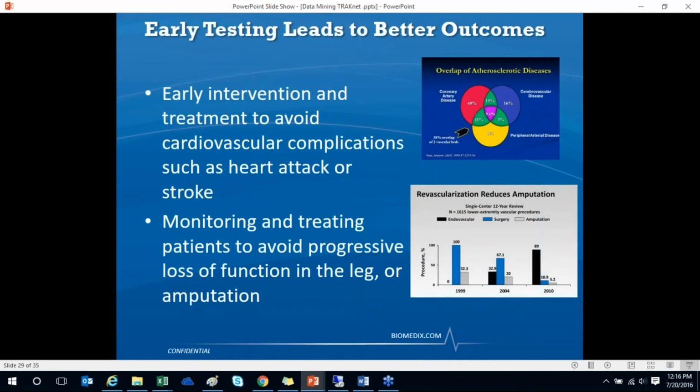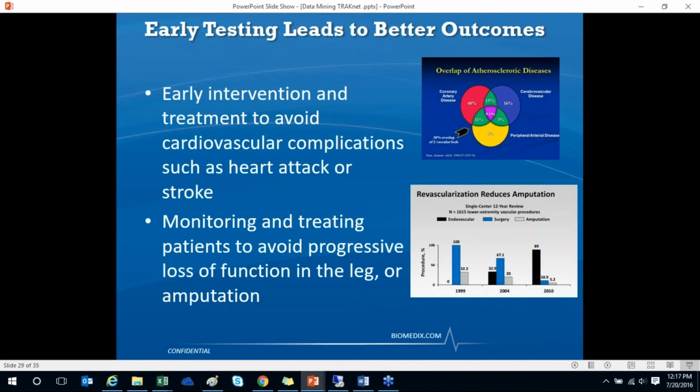Early detection and intervention leads to better patient outcomes. It can prevent cardiovascular complications such as heart attack or stroke. Because atherosclerosis is a systemic process, significant overlap does exist between peripheral arterial disease and other forms of cardiovascular disease, namely cerebrovascular disease and coronary artery disease. Coronary artery disease is present in about 90% of people that have severe PAD.